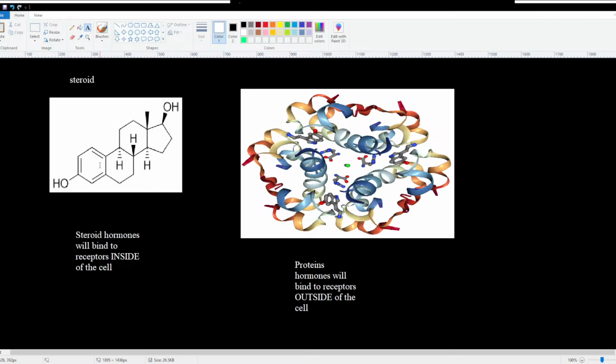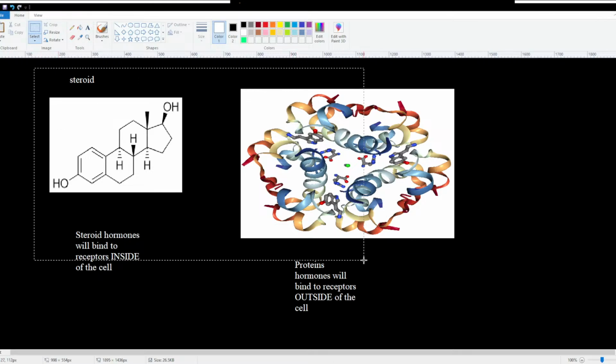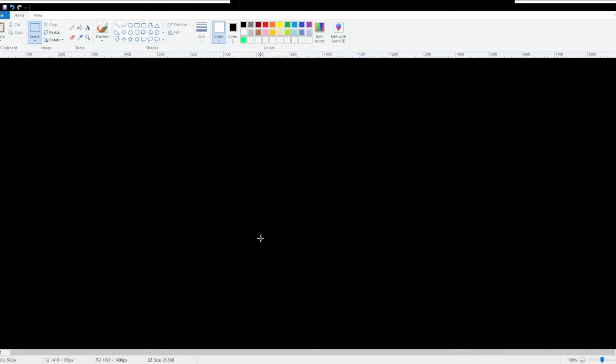How about protein hormones? Protein hormones are not going to go through because they're very large and very, very polar. So they're going to bind to receptors on the outside of the cell, like peripheral membranes and whatnot. So this one's going to go on the inside, and this one's going to go on the outside. It's another thing that Dr. Howe wants to emphasize. And then lastly, we're going to go over the GPCR.